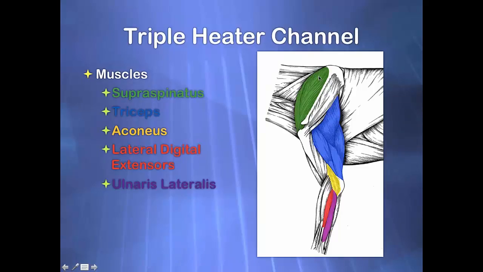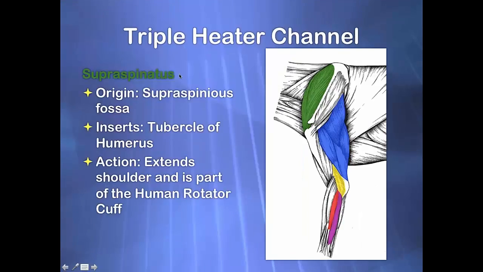So we're going to have an anatomy lesson. I think this is good for all of us acupuncturists. So the supraspinatus is here, the triceps is here, the anconeus, however you like to say it, is here, the lateral digital extensor, and the ulnaris lateralis. So here we go. The supraspinatus, what does it do? The origin is up in the fossa, and it comes down here on the tubercle of the humerus.